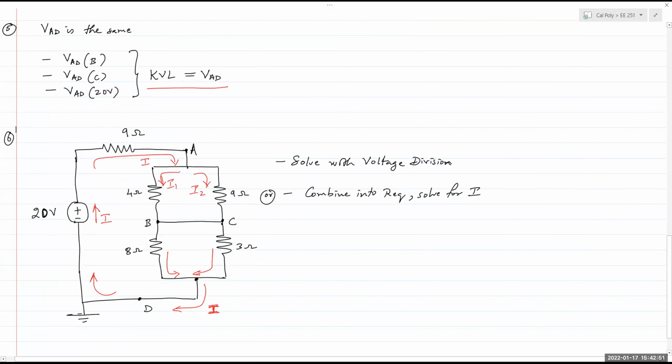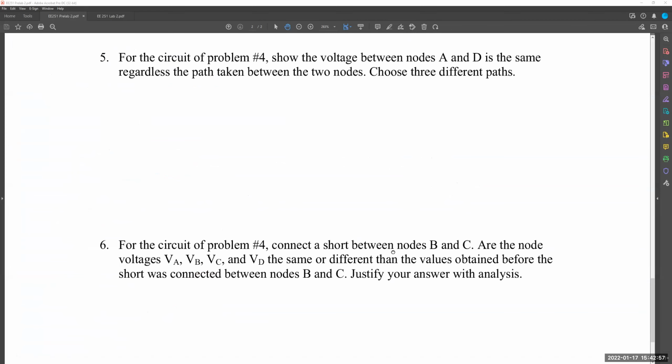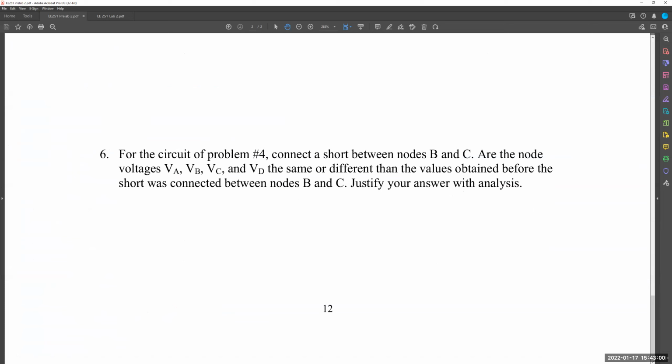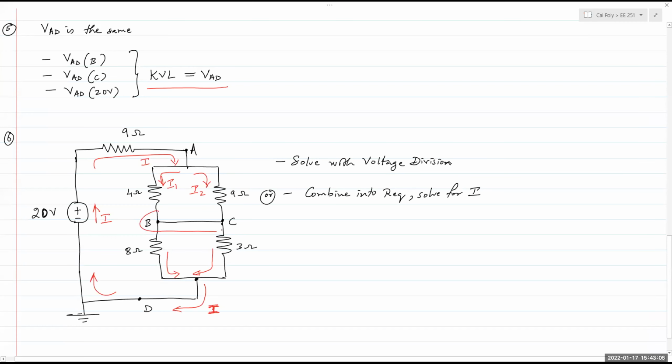Question number 6 basically asks you, what happens if you place a short between nodes B and C? So if you connect a short between nodes B and C, this is what you get. There is now a third connection between the 4 and 8 ohm resistors and the 9 and 3 ohm resistors, and so they are no longer in series. However, you can see that this node is the same and this node is also the same. So the 4 and 9 ohm resistors are in parallel, and so is the case with the 8 and 3 ohms. So both of those are in parallel.